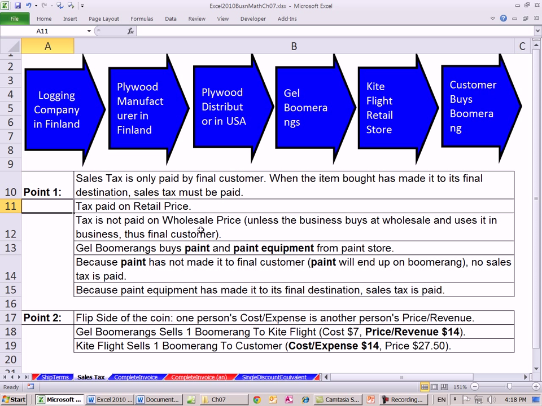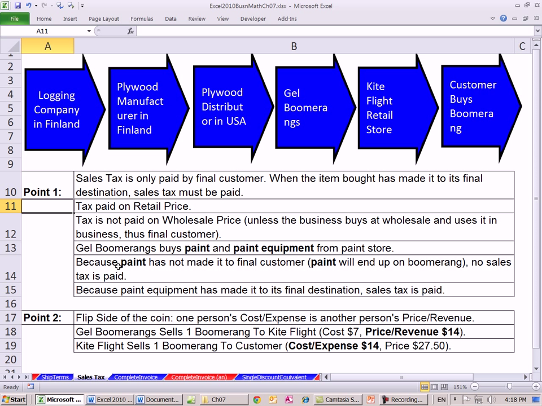Tax is not paid on wholesale price, right? Logs, plywood, boomerangs. Oh, there's the final customer, right? So tax is not paid on wholesale. So when Kite Flight buys the boomerang from Gel Boomerangs, they do not pay sales tax. Now, there is an exception.